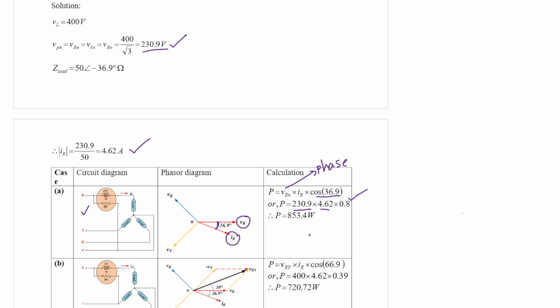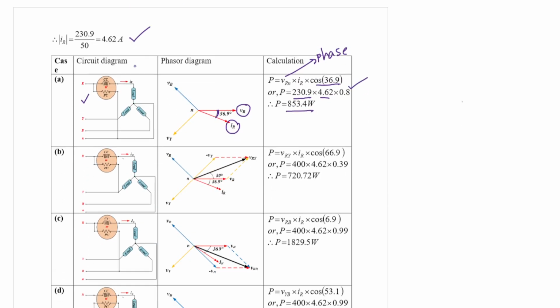So if you solve this for the first case, if you connect your wattmeter in this way, it will give you a reading of 853.4 watt. Now the phase voltage is 230.9, so the current becomes phase voltage divided by its impedance, that will be 4.62.